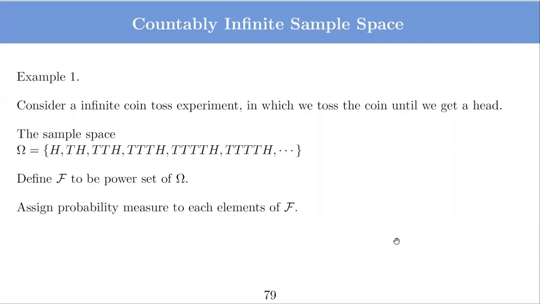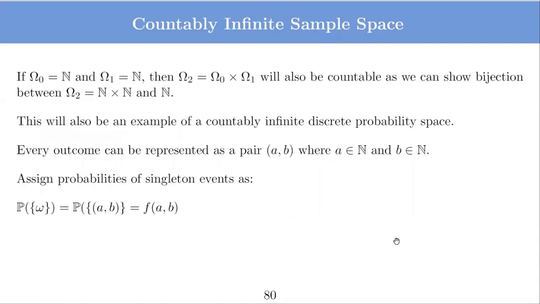Now I can take F as the power set of omega, right? And the power set of omega contains all subsets. Again, we will do the same thing. We will take the singleton events and assign probabilities to them. And the rest of the events can be similarly defined: if an event contains, say, the 5th, 6th, and 7th outcomes, corresponding to the singleton events, then you just add the probabilities of those. Okay.